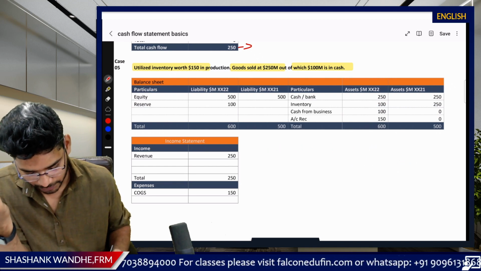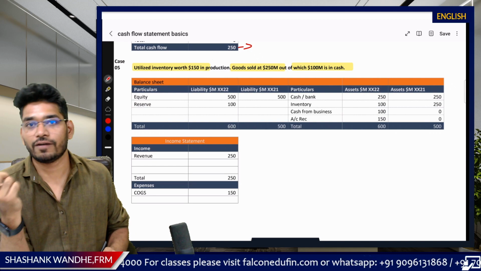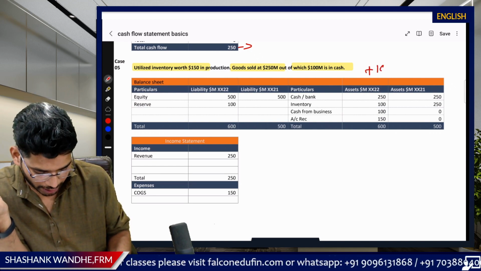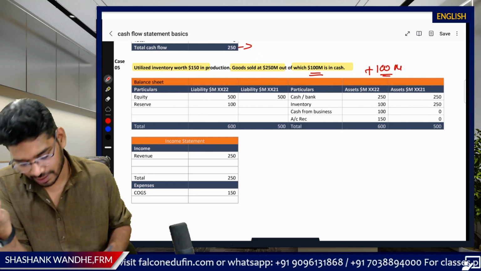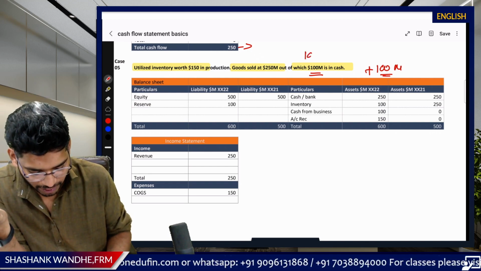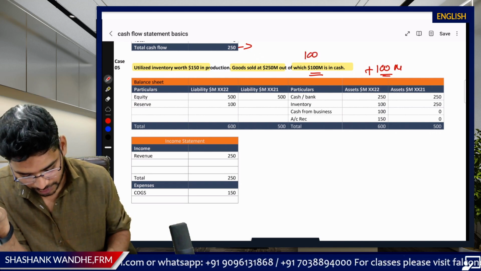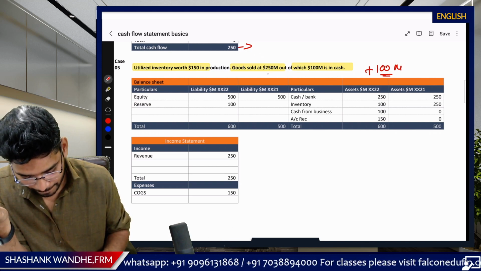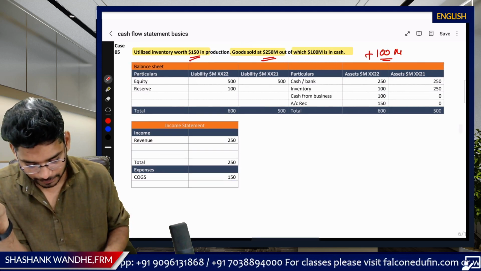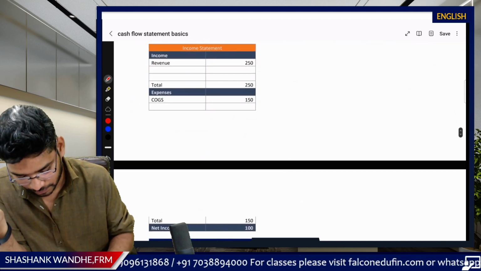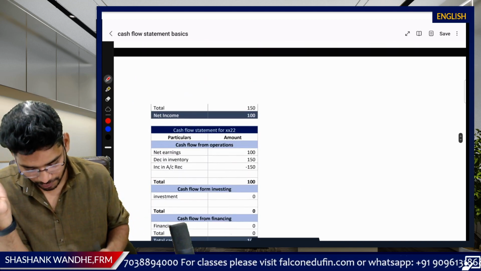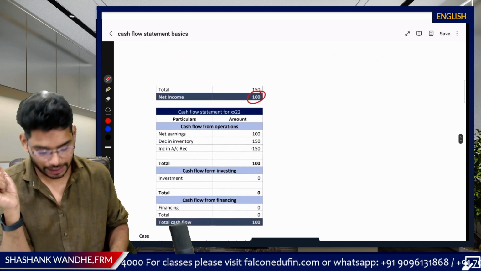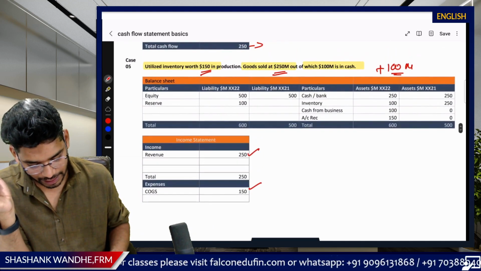Fine. Now see here. What is the cash inflow here? So 100 million cash, right? But income is 250 minus 150. 100 million is the income. Now let's see the income statement. Revenue 250, COGS 150. Net income is 100 million. Now let's see the adjustment.